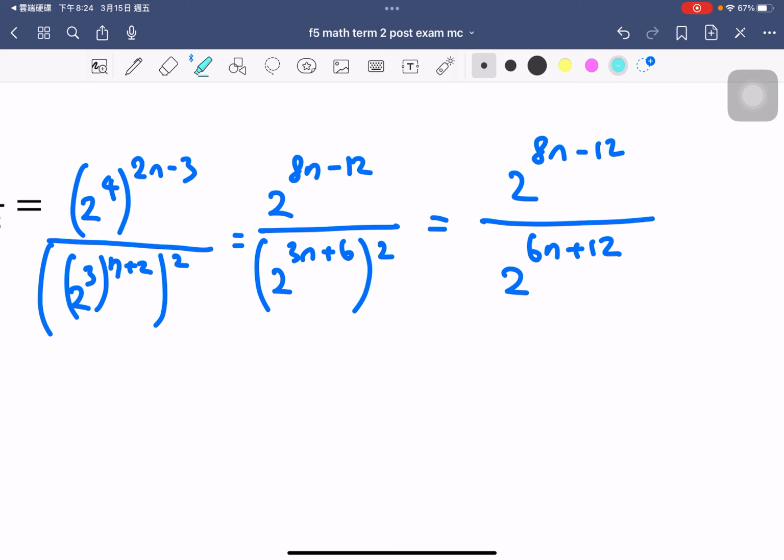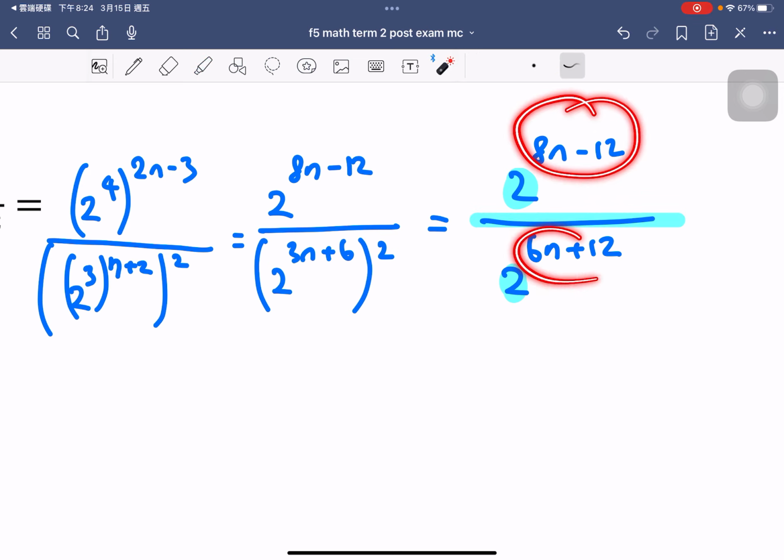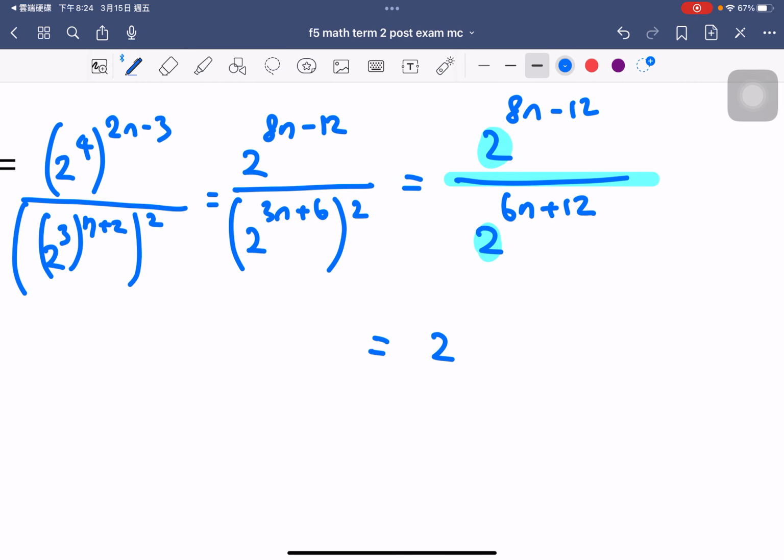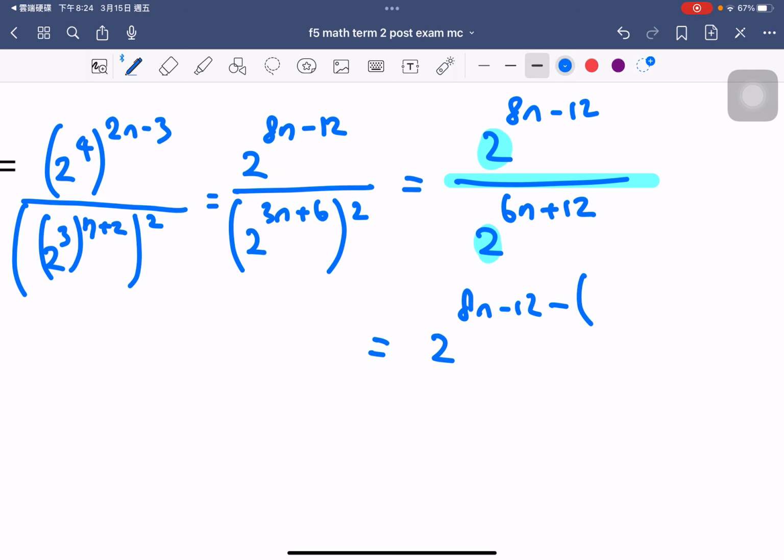So now you can say, because we have the same base and they're dividing each other, it's going to be minus the powers. So now we have 2 to the power of 8n minus 12, and then minus the power on the denominator, but minus as a whole thing, so we give a bracket here as we minus the whole thing, isn't it?